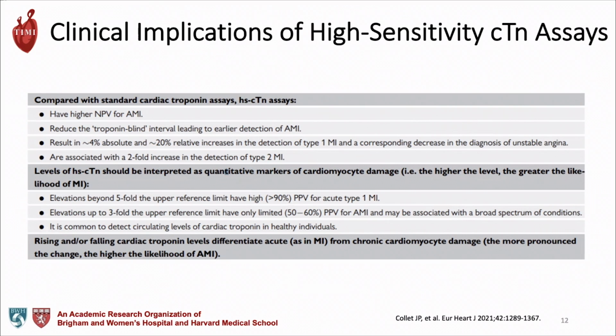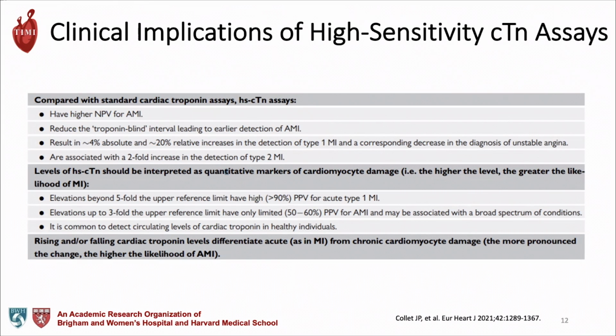The other value of high sensitivity cardiac troponin is it reduces the troponin blind interval. Recalling the kinetics of cardiac troponin, there's a period where a patient is starting to have an ACS where cardiac troponin is not detectable. But because the high sensitivity assays pick up cardiac troponin levels earlier, we reduce that troponin blind period.